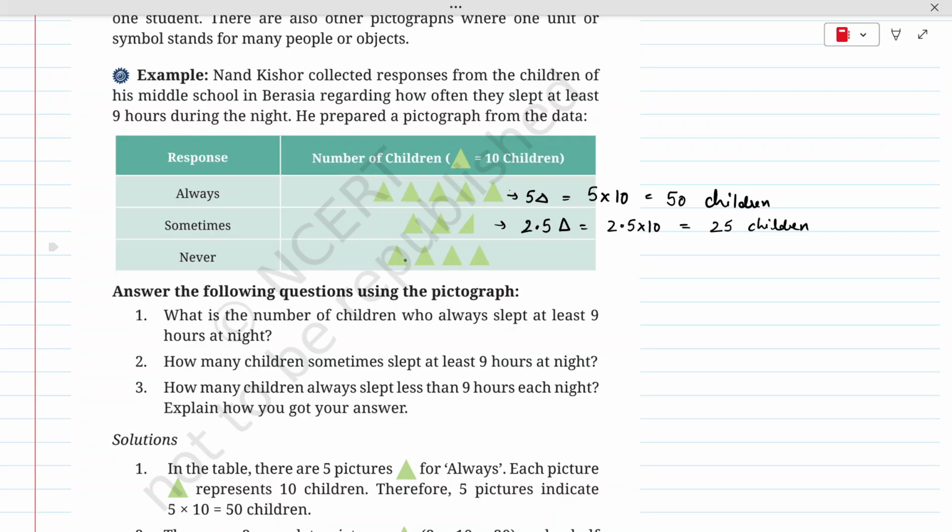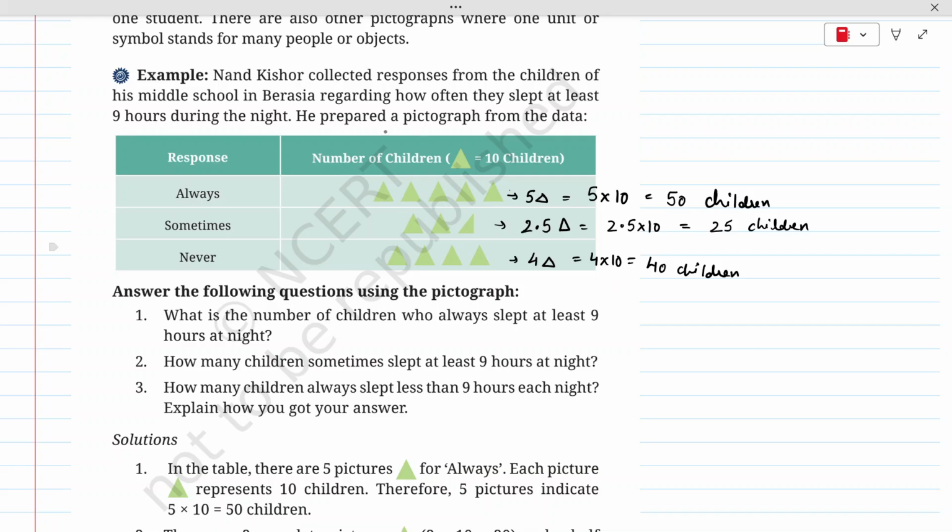Then we have never, 1, 2, 3 and 4. 4 triangles. 4 triangles means 4 multiplied by 10, which will give us 40. So this is 40 children. So 40 children have never slept for 9 hours during the night. I hope this is clear to you.